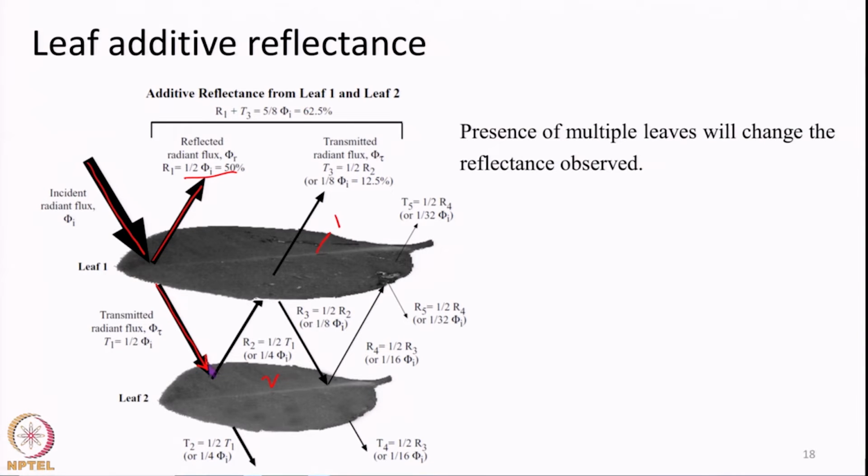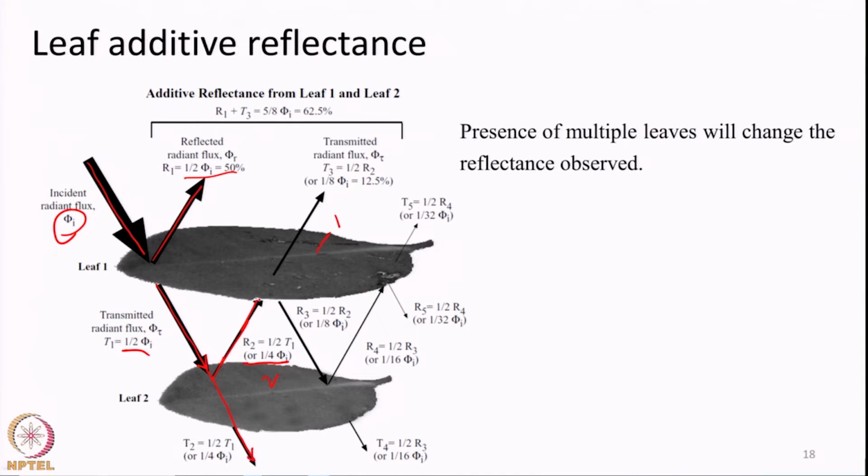Now, what will happen? This leaf will reflect 50% of this incoming energy. So, from the total, 0.5 of phi I came in, out of which another 50% will be reflected, that is 1/4 of the original incoming energy, this will be reflected and another 1/4 is now transmitted through.